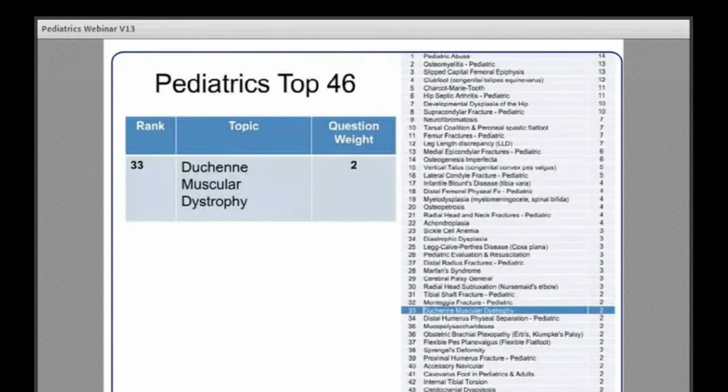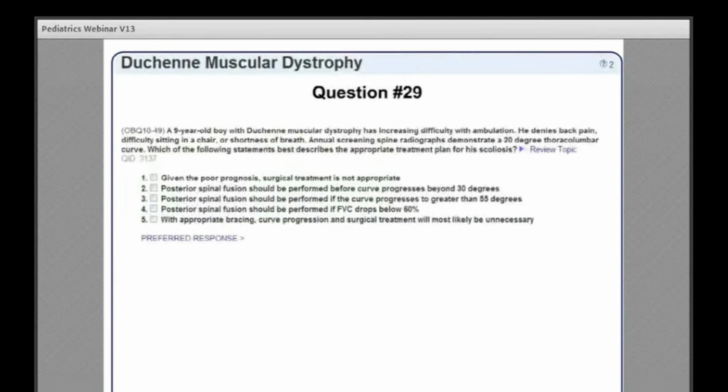Next is Duchenne muscular dystrophy. A 9-year-old boy with Duchenne muscular dystrophy has increasing difficulty with ambulation. He denies back pain, difficulty sitting in a chair, or shortness of breath. Annual screening spine radiographs demonstrate a 20-degree thoracolumbar curve. Which of the following statements best describes the appropriate treatment plan for his scoliosis?